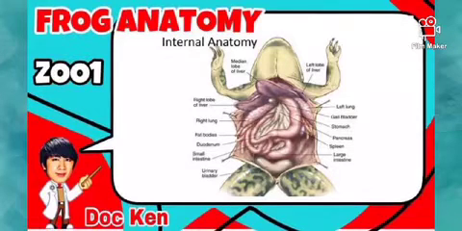Fat bodies, which refer to the masses of fat in the body cavities of frogs that are needed for hibernating and mating. And spleen, which is an organ in the frog's circulatory system that makes, stores, and destroys blood cells. And lastly, lungs, which are the organs of respiration.